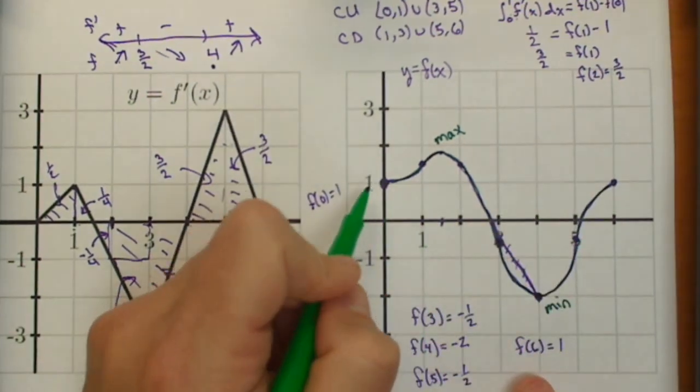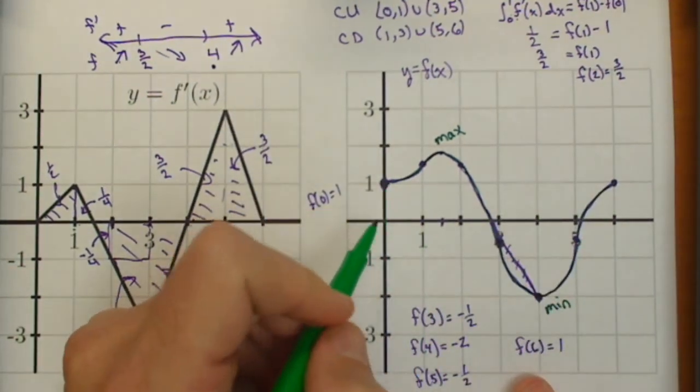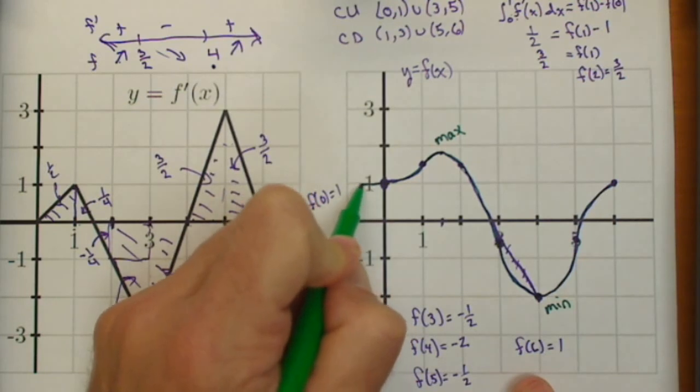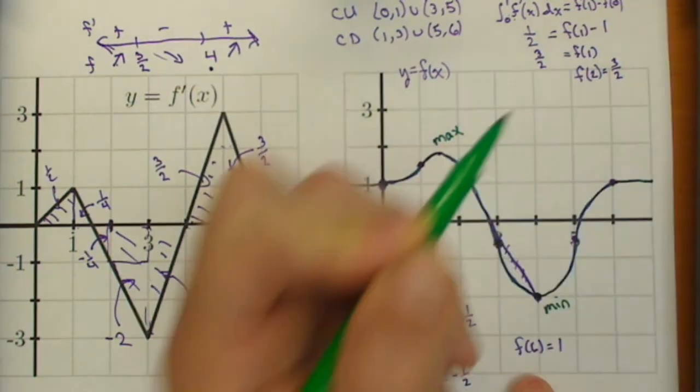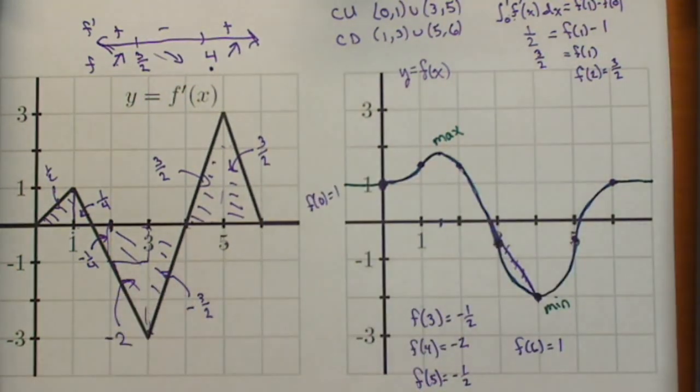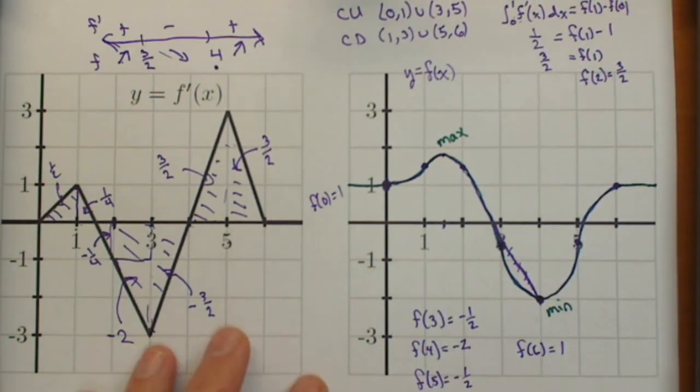It said when x is less than 0, the derivative is 0, so there's no change. And when x is greater than 6, the derivative is 0, so no change. So there's how we can begin to draw a graph of a function given the derivative, using this idea of area and accumulation that we looked at in Chapter 4.